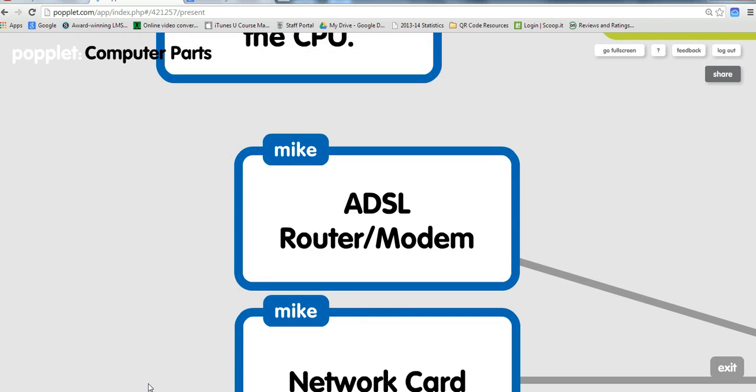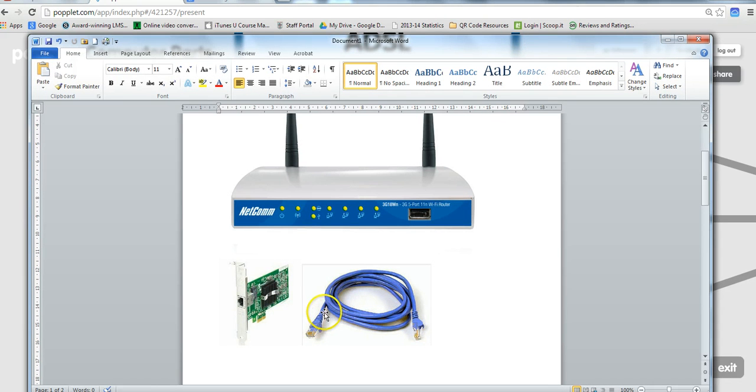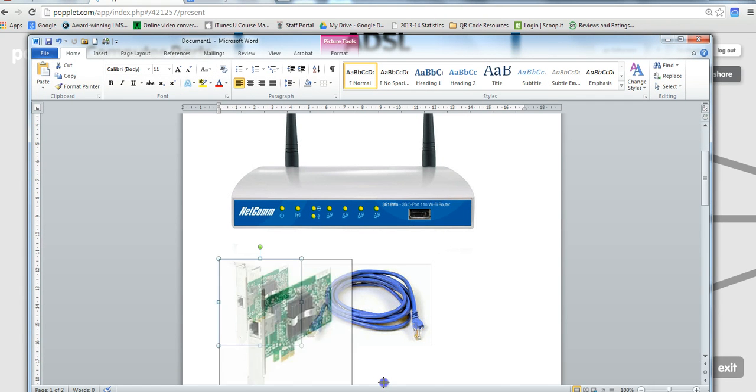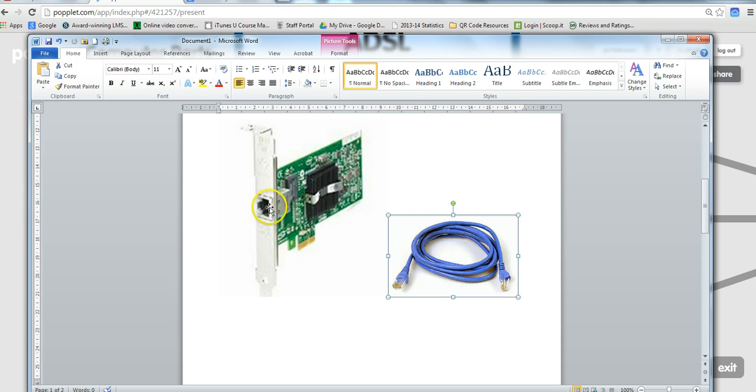Another communications hardware device is a network card. Inside your computer, at the back, when you connect up to a network, you have a network card, and the cables, which we'll talk about next, get plugged into this hole right here.